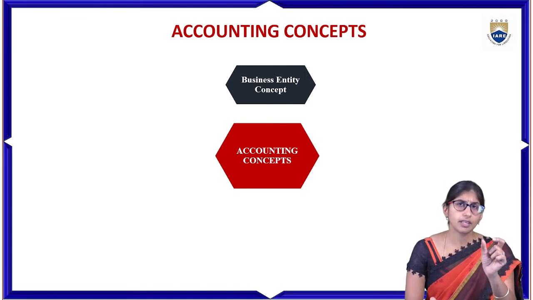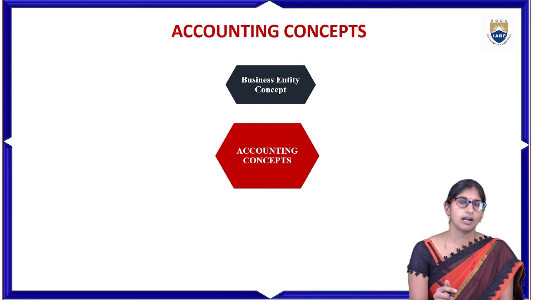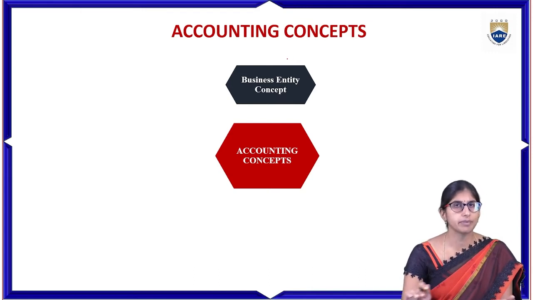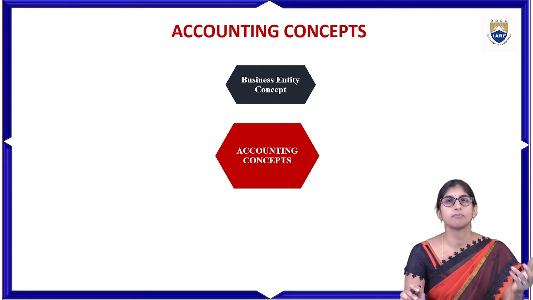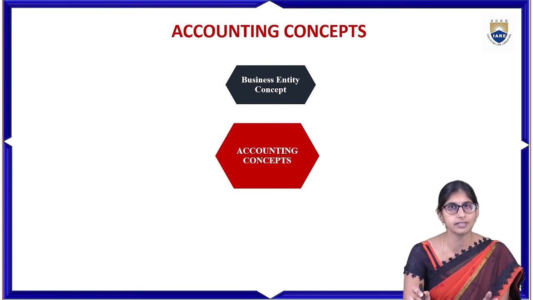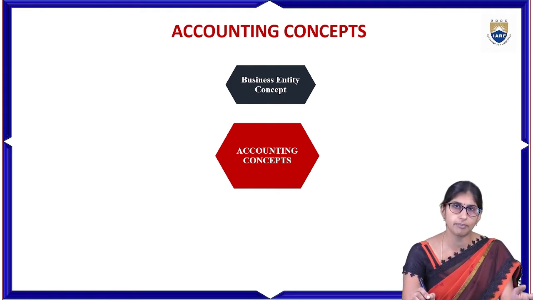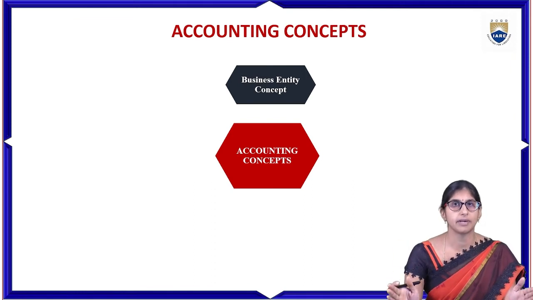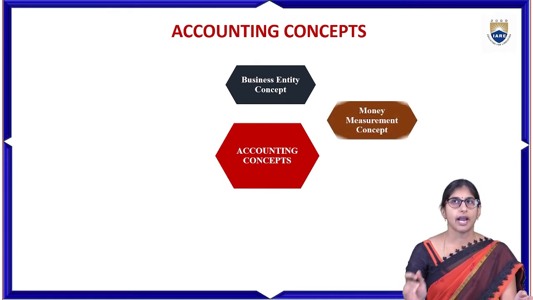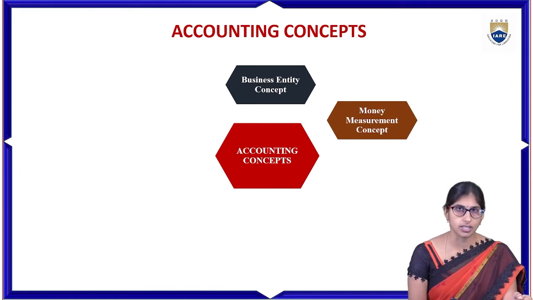So here we are going to treat any business, from a small business to a big business, with one particular rule. We have to keep it in our mind that we are going to treat the business as a separate party and the owner as a separate party. This is the mandatory rule for doing accountancy. So that is all about the business entity concept. And coming to the money measurement concept.